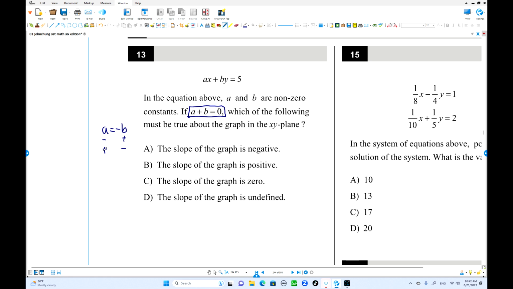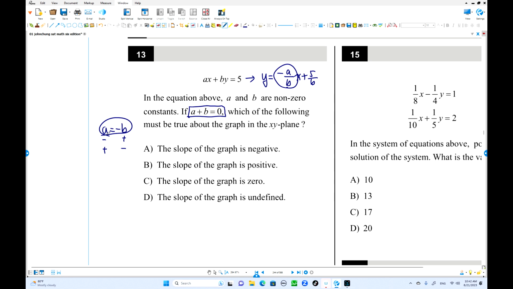So which of the following must be true about the graph? Slope of the graph is negative, positive, 0. They are all slope. We are talking about the slope, okay? Watch the slope over here. Y equals negative a over b x plus 5 over b. This is the slope. You can plug in some numbers, right?